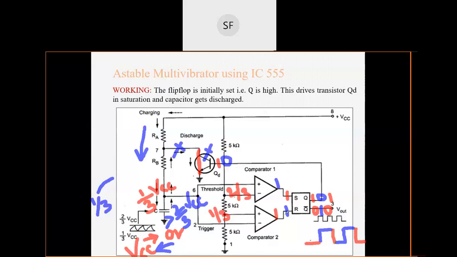The important point you should remember is that charging is happening through RA, RB and the capacitor, but discharging is happening only through RB and the capacitor.